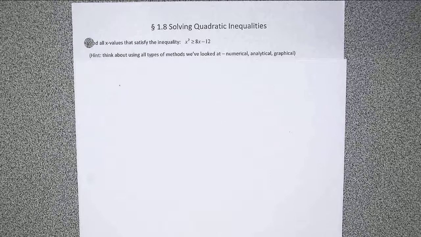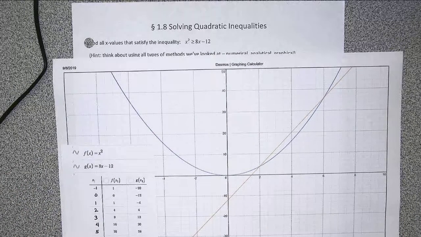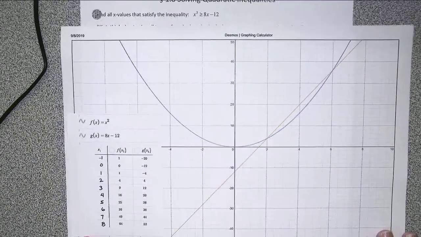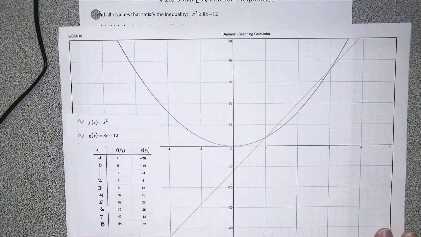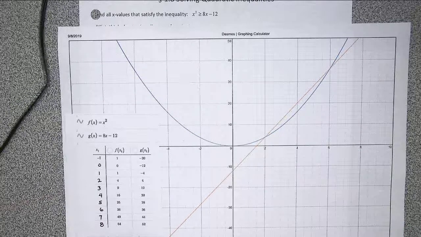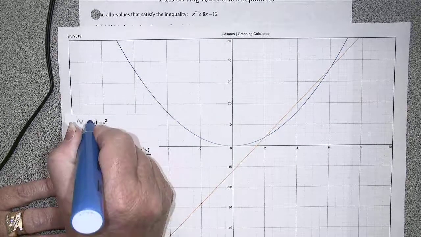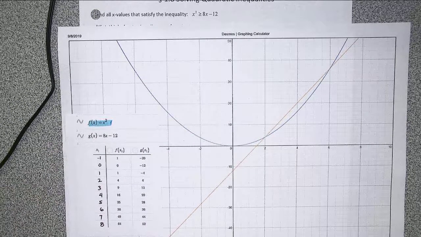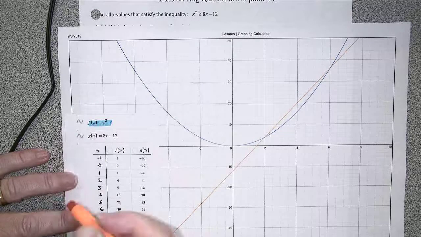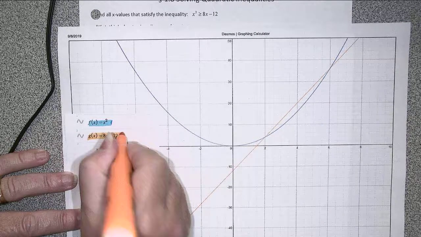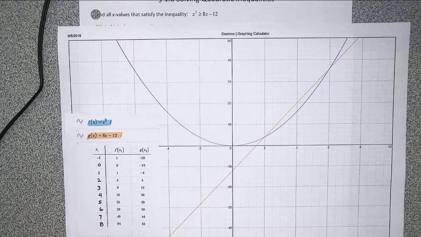In this case, I'm going to use the online graphing tool, Desmos, and in order to be able to do that and still draw on the graph as we talk about it, I've actually printed out my results, but you can just do it on the computer. Here's what I got. The graph that's in blue is my x squared graph, and the graph that is in orange is the 8x minus 12, the linear piece or the line.